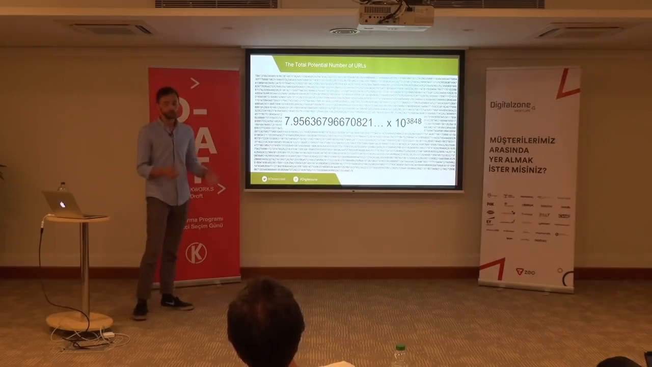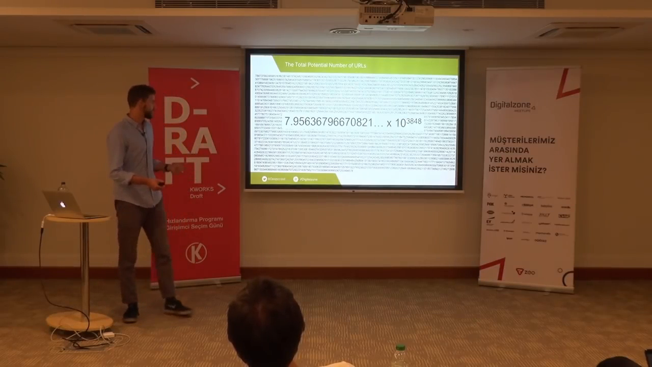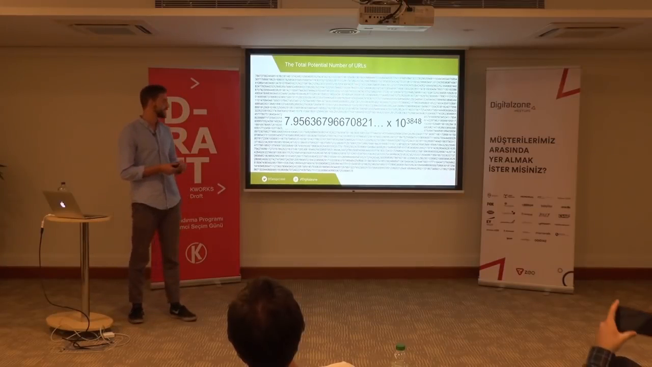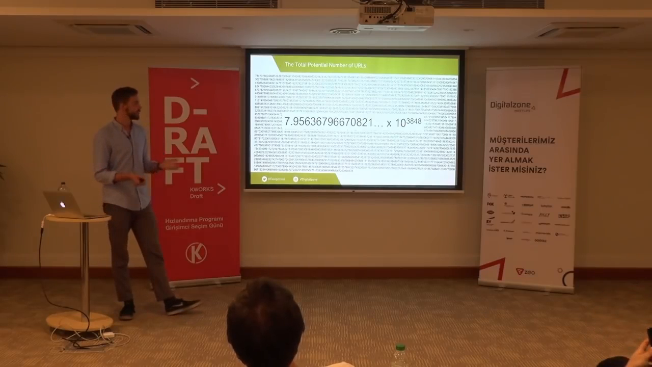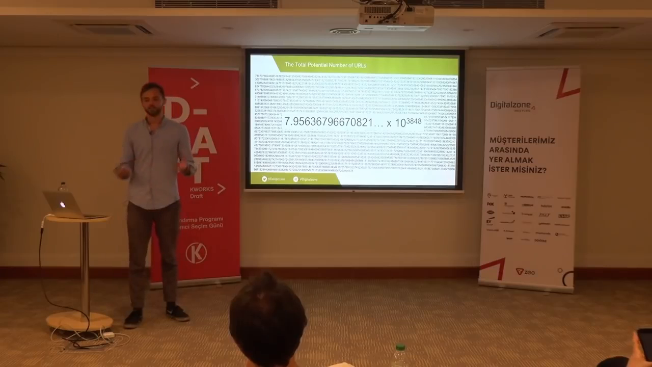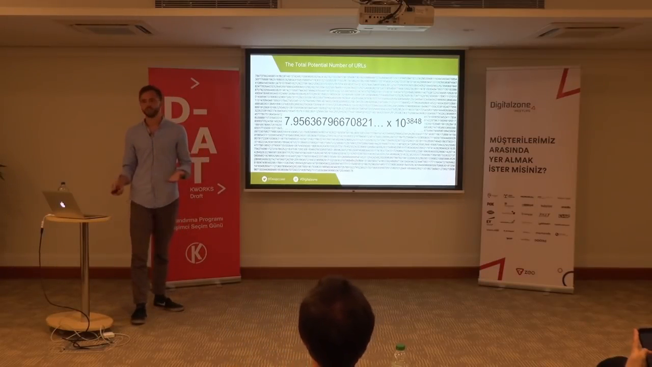So the total potential number of URLs is 7.956366796670821 times 10 to the power of 3848. It's a ridiculous number. It's kind of impossible to understand.